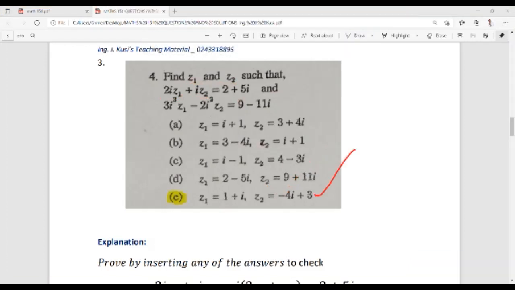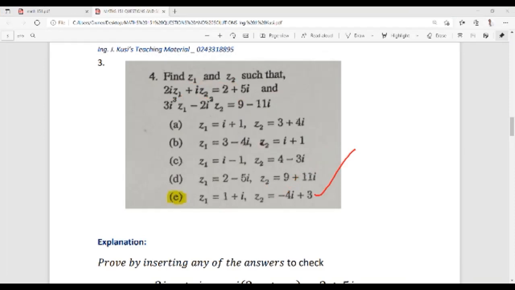E, that is Z1 equals 1 plus i, and Z2 is equal to minus 4i plus 3. So we are going to prove why that is the answer and how to solve that.